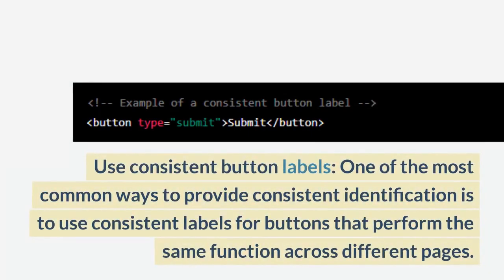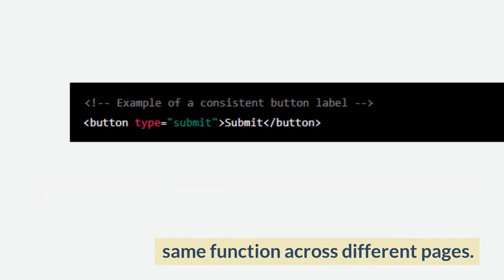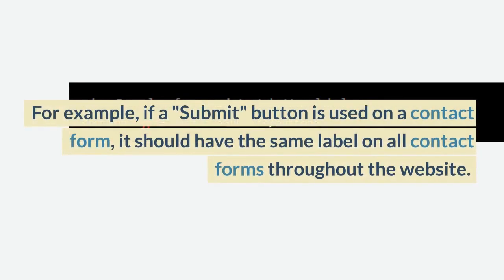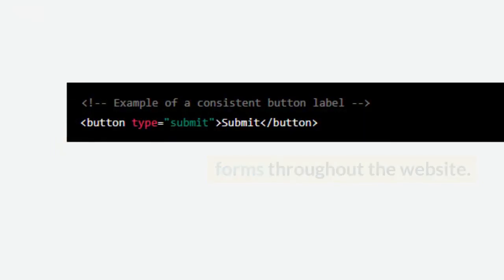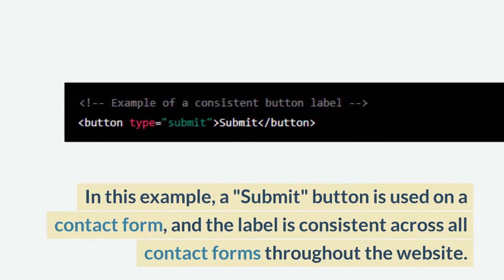Use consistent button labels. One of the most common ways to provide consistent identification is to use consistent labels for buttons that perform the same function across different pages. For example, if a submit button is used on a contact form, it should have the same label on all contact forms throughout the website.